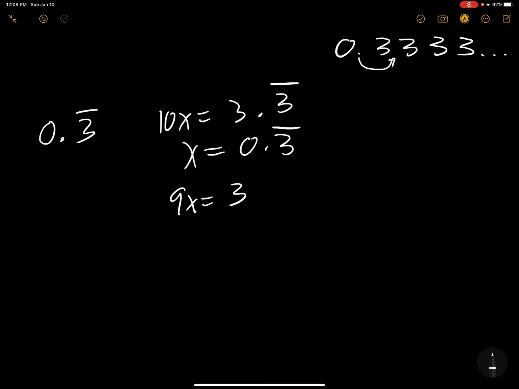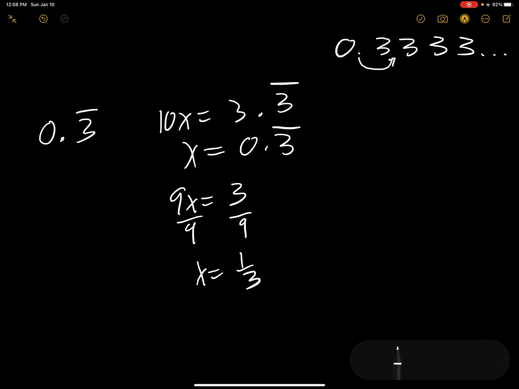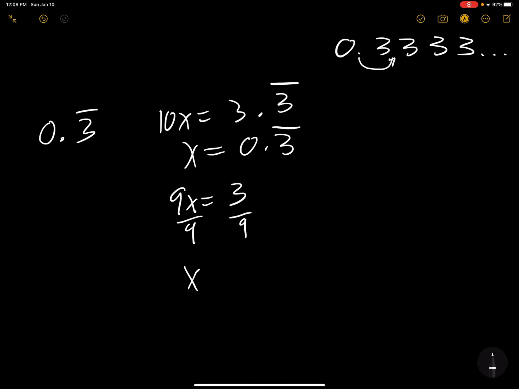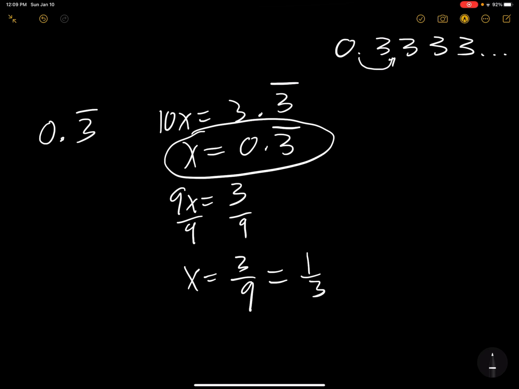And now I divide both sides by 9. I should explain that step. Divide both sides by 9 and I get x equals 3/9. But we all know that we can simplify fractions. Dividing the top and bottom by 3, I get 1/3. So we have x equals 0.3 repeating, x equals 1/3. So we have 0.3 repeating equals 1/3.